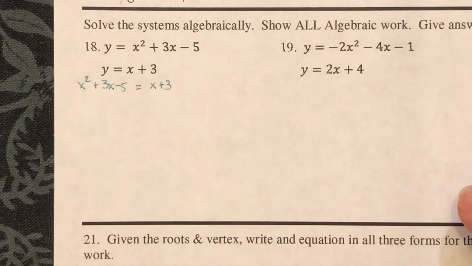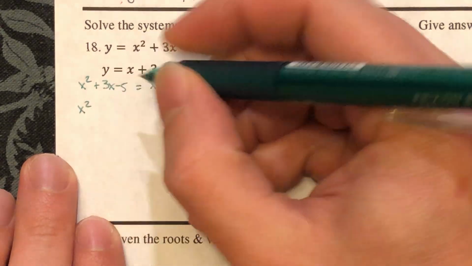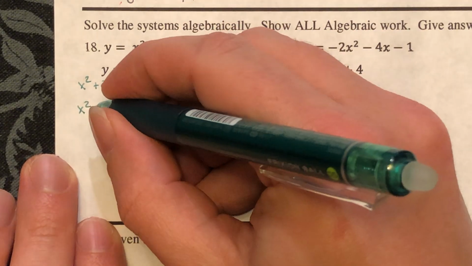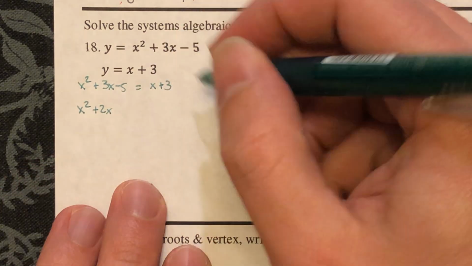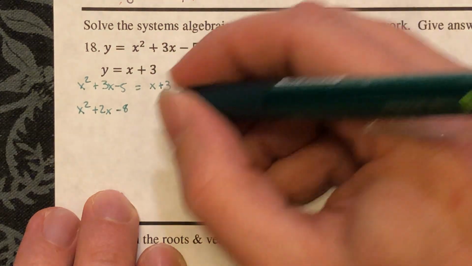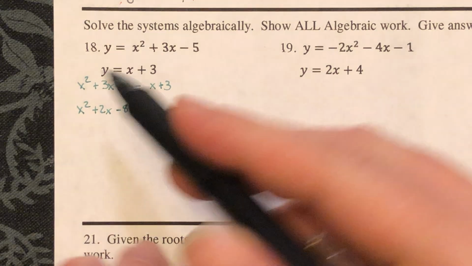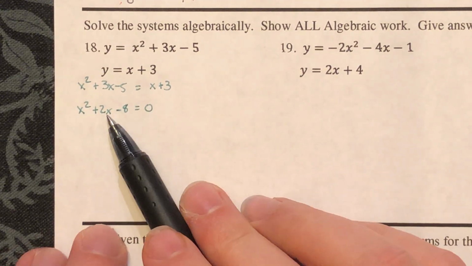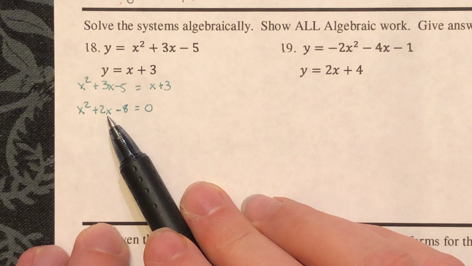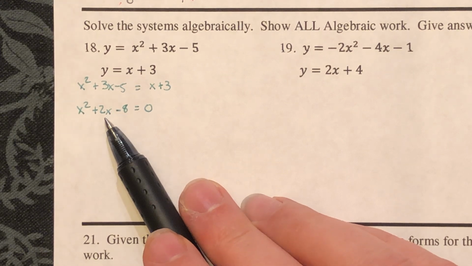Now I need to move everything over to one side, that way I'm able to solve for x. So I have x squared plus 2x. When I subtract 3, that's going to be minus 8 equals 0. This one, I can choose any method that I want to solve for x. I could try the square root method, so I could complete the square, I can try factoring, or I can do the quadratic formula.